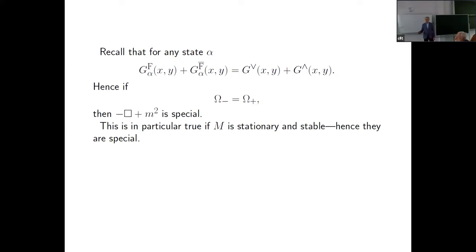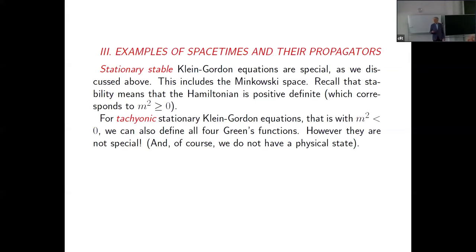Now, if the in state and out state coincide, which is rare, then you have this special property. So in particular, if you have a stationary and stable spacetime, then you have this special property. But if it is not stationary, then we will see that it may happen that you have this property, but it is rare. Okay, end of part two.